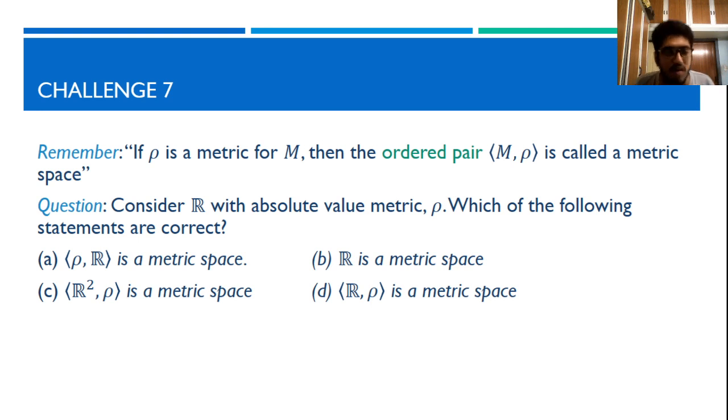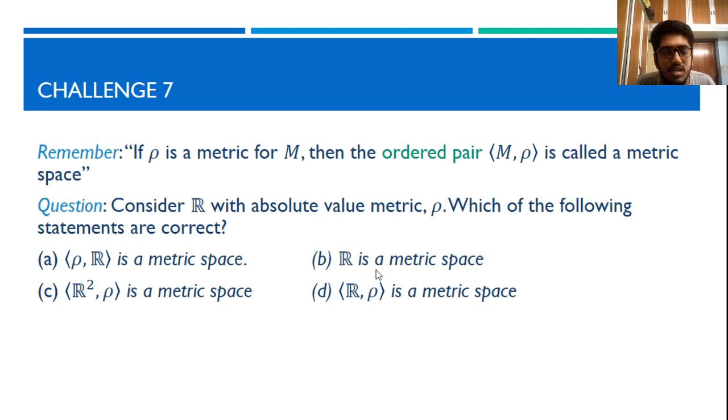Now, I would like to make one note here. By definition, this is, we will say, R comma rho is a metric space. But in some cases, given the fact that it's hard to write R comma rho always, most of the textbooks that you learn with would make a small note saying every time we say R is a metric space, we would assume that R has the absolute value metric.